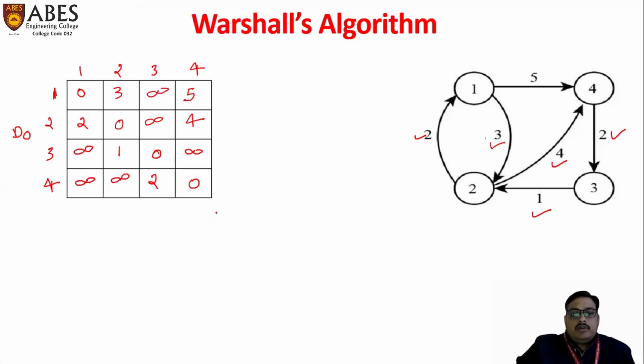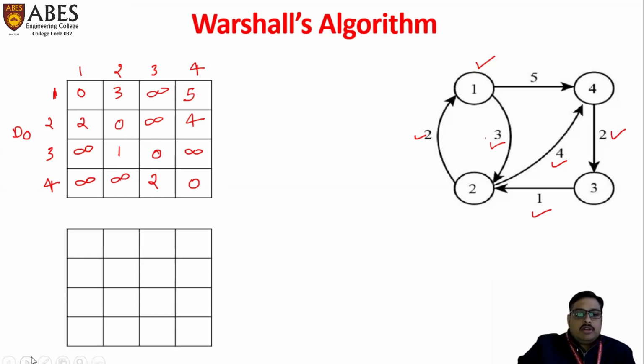Now we are going to run the first pass. In the first pass, we will consider vertex 1 as the intermediate node. So we'll calculate D1. Let me write D1. This is the D1 we are going to calculate. Let me write vertices 1, 2, 3, 4 along the rows and columns. Now we are taking 1 as the intermediate node.